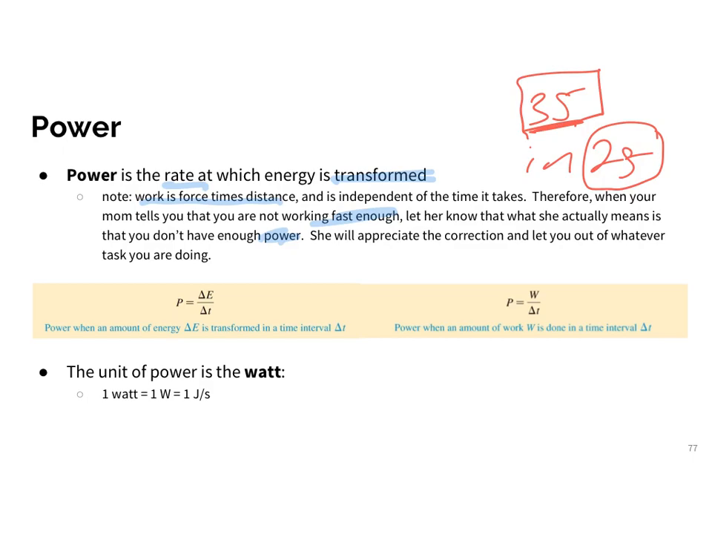But anyway, our equation for power is actually really easy. It's just the change in energy or the work divided by the time. So our unit for power is measured in watts, and it's 1 joule in 1 second.